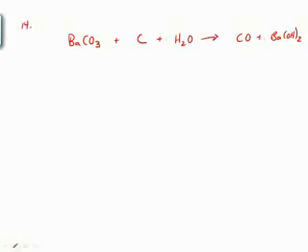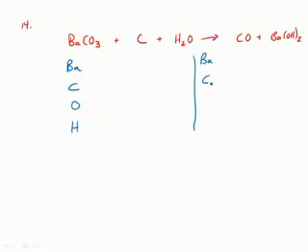Okay, change my ink color. All right, so now I have barium, carbon, oxygen, hydrogen. Okay, so I have 1 barium, I have 2 carbons, 3 plus 1, so I have 4 oxygens, and 2 hydrogens. Okay, over here I have 1 barium, I have 1 carbon, 1 plus 2, so 3 oxygens, and 2 hydrogens.